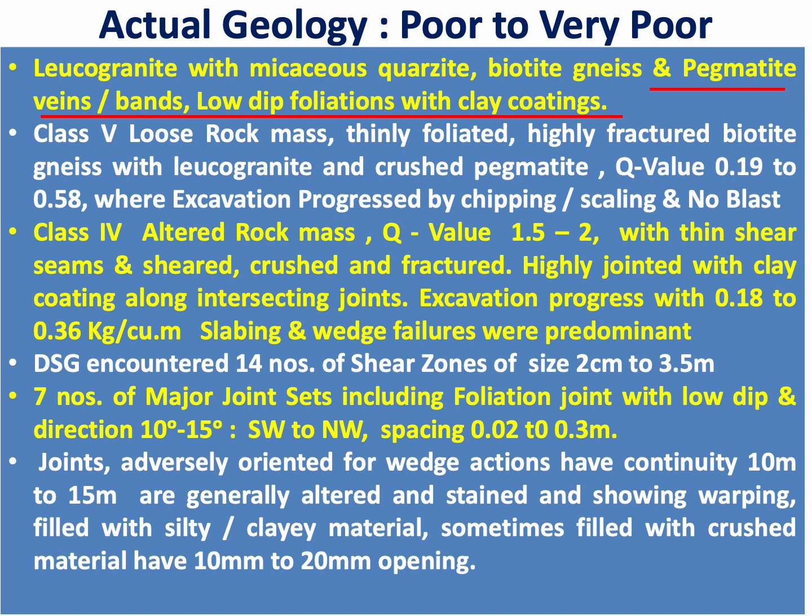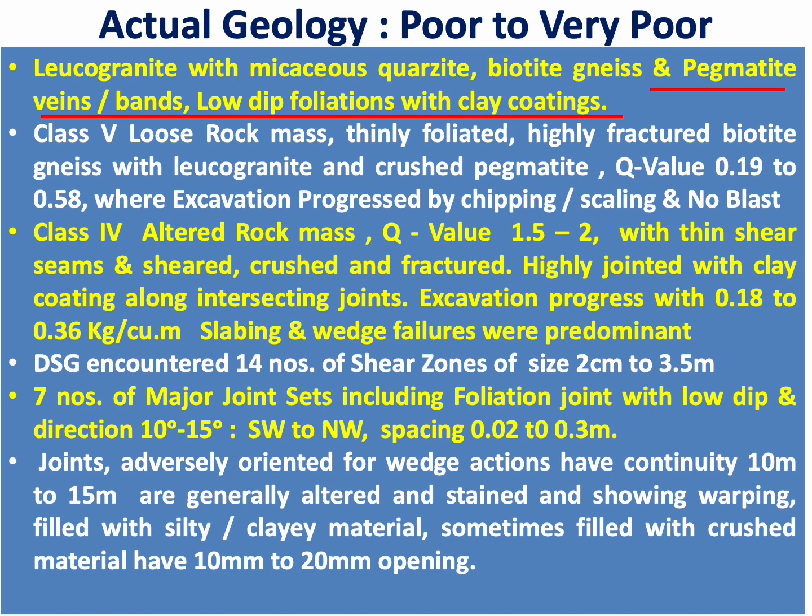Class 4 altered rock mass, Q value 1.5 to 2, with thin shear seams and sheared, crushed and fractured, highly jointed with clay coating along intersecting joints. Excavation progressed with 0.18 to 0.36 kg per cubic meter of charge only. Also, slabbing and wedge failures were predominant in such reaches of class 4.